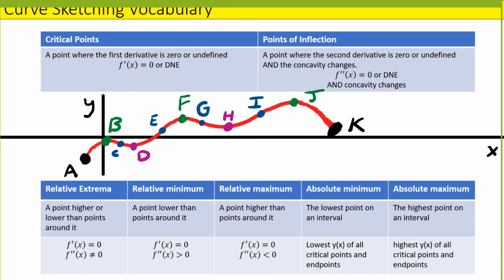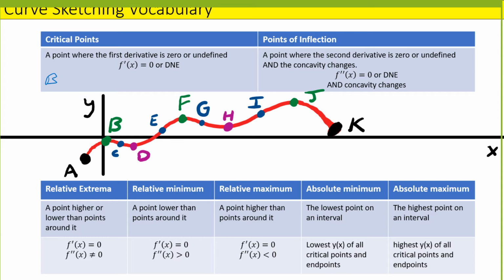So Aileen, can you name a couple critical points for me that are showing on this graph? Okay, B is 1. Sorry, I'm still having a hard time hearing. You say one more time?